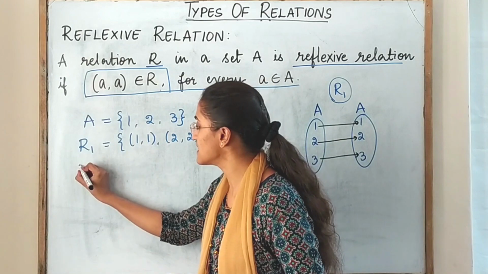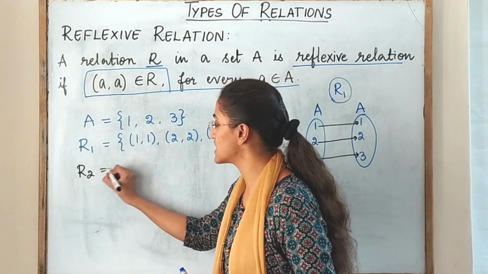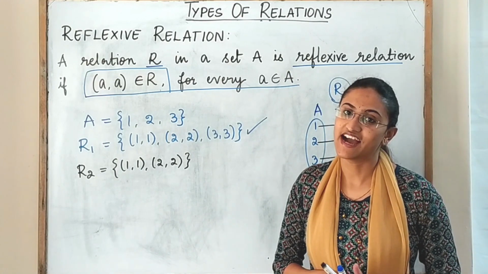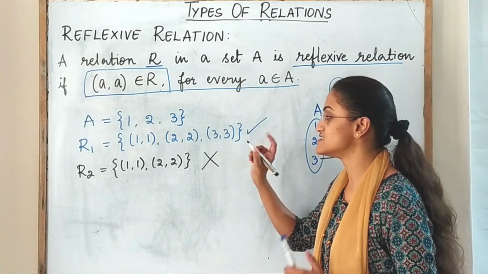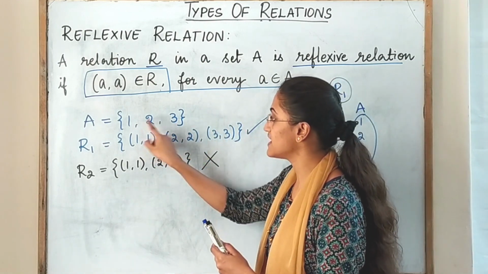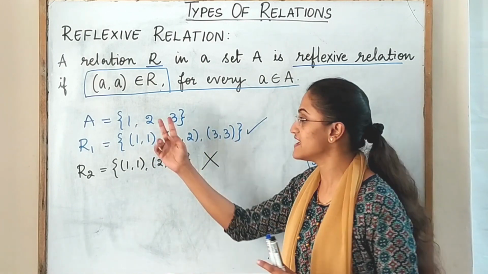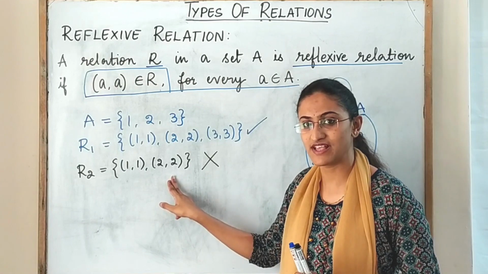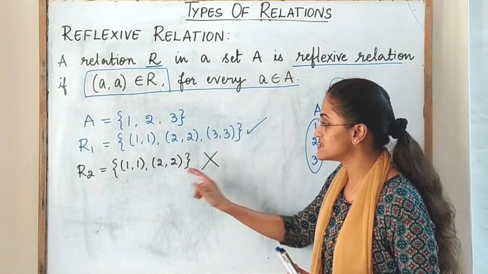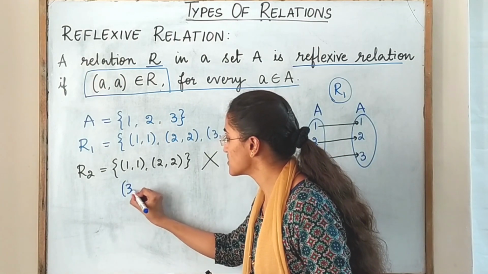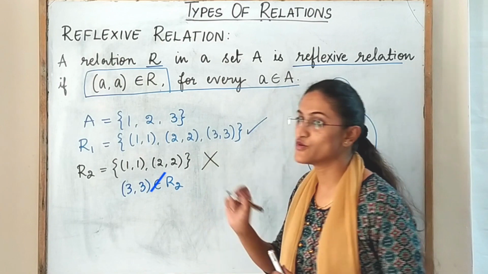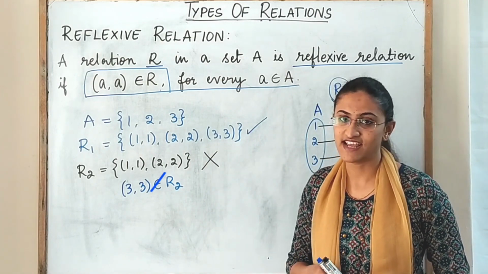Now, if I am writing another relation naming it as R2, is this a reflexive relation? Again, no. This is not a reflexive relation because A consists of 3 elements and all the 3 elements should be related to itself and should be there in the relation. But (3, 3) does not belong to R2 and hence R2 is not a reflexive relation.